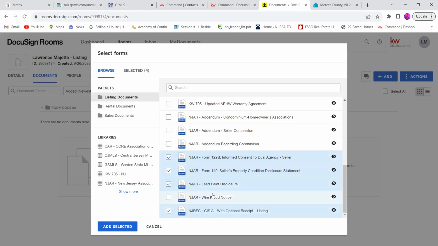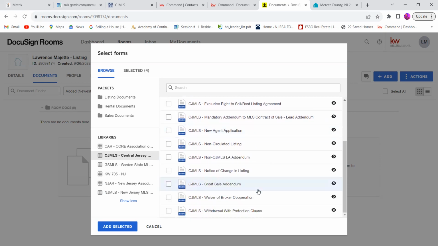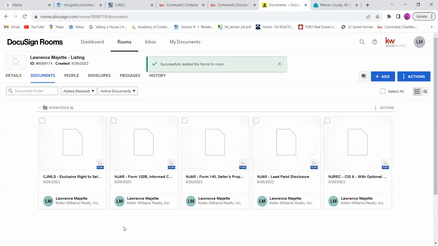So these aren't listing agreements, by the way. I didn't get a listing agreement yet, but you can find one depending on which MLS that you're going to be using. So CJMLS has its own listing agreement. GSMLS has its own listing agreement. I don't think Bright has their own listing agreement. So therefore you could use a CJMLS or GSMLS listing agreement for it, I believe. But we're going to find our, here we go, exclusive right to sell. This is what you're looking for. So we need that as well. So we're going to add selected. Here we go. Now we have all our contracts, right?